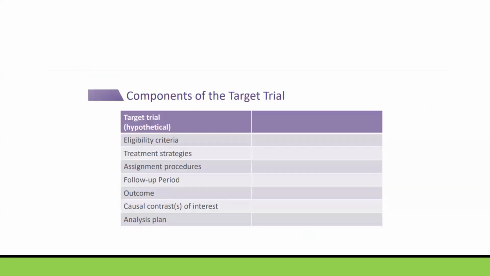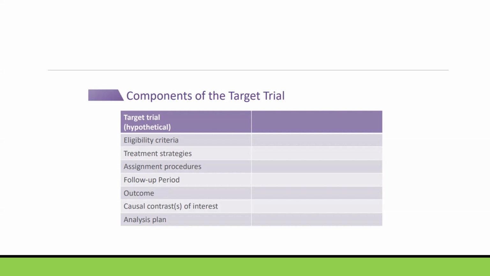What are the components of the ideal trial? Remember, after you randomly assign, remember two things. One, eligibility. Eligibility criteria is important in RCT. What is the treatment strategy? Who receives treatment A, who receives treatment B? You have to clearly put that in the RCT. That is an ideal RCT.